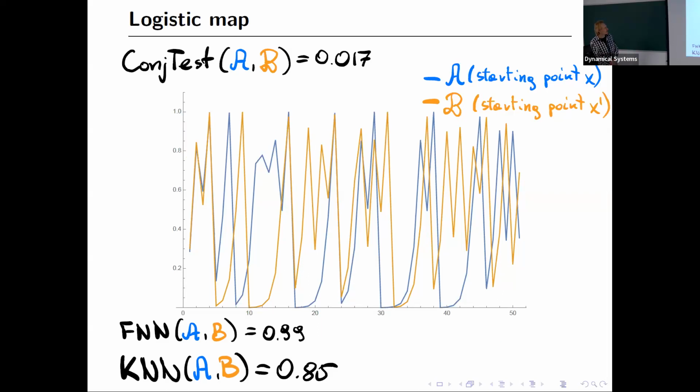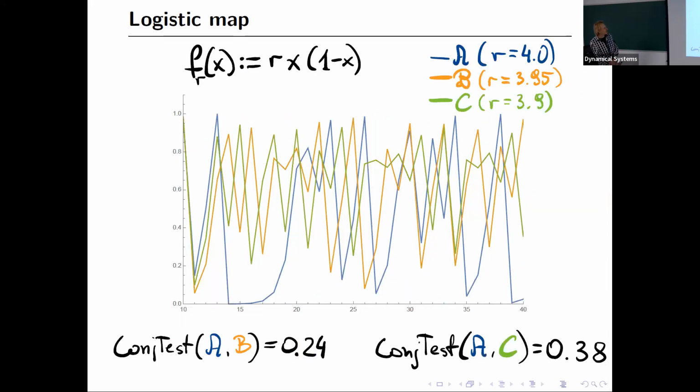And yeah, so this was very easy. Then we started experimenting with slightly more complicated cases. We wanted to see what will happen if we take time series that were generated by the logistic map, but with slightly, not that slightly, but with different parameter values.